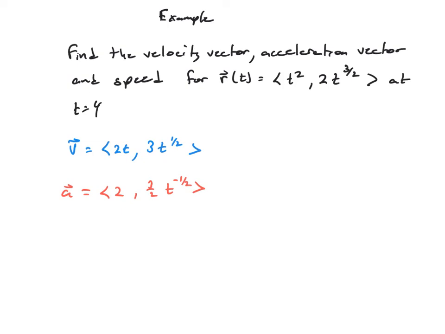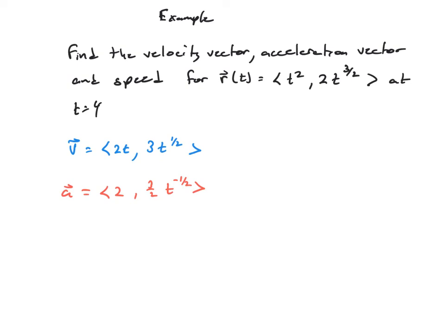Well, the first thing I have to do is take the first and second derivatives. To find the velocity vector, it's just the derivative of each of these. The derivative of t squared is 2t, and for the derivative of 2t to the 3/2 power, I bring the 3/2 down, so I get 3t to the 1/2 power. Then the next derivative is the acceleration vector, which is the derivative of our velocity vector. The derivative of 2t is 2, and the derivative of 3t to the 1/2 power is 3 over 2 t to the negative 1/2 power.